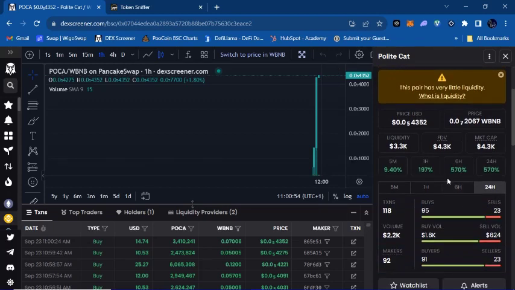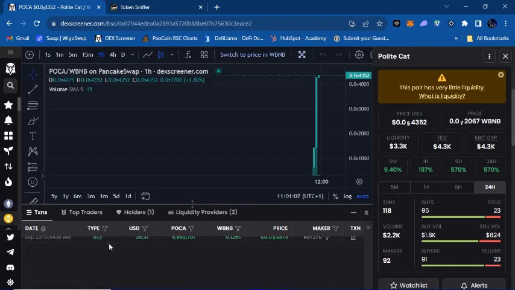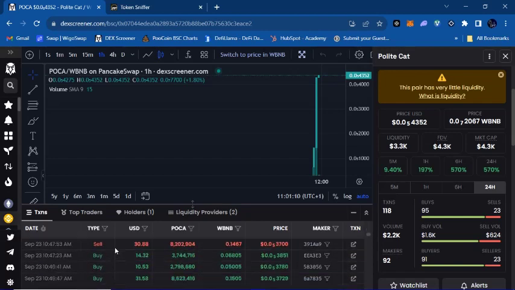So in 24 hours, there have been 95 buys and 23 sells, which shows that it's still early in its days and people are still buying more into it than selling. And you can even see from here the number of buys compared to the number of sells.